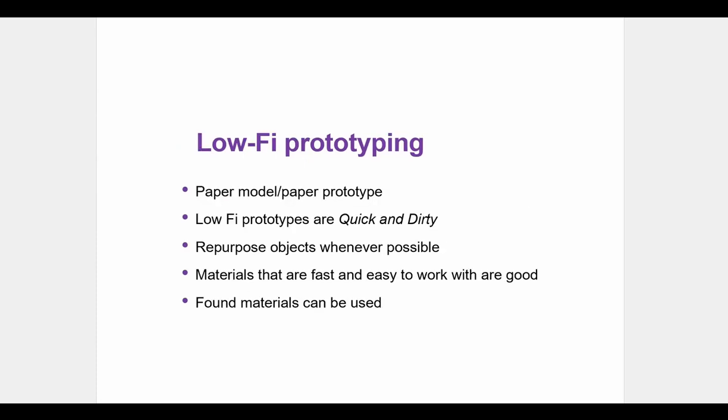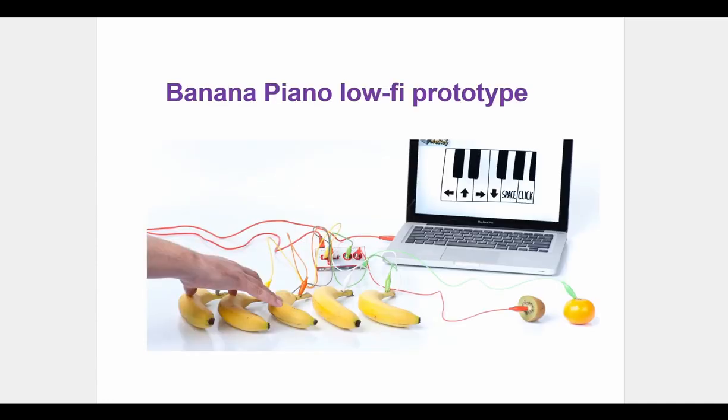So these lo-fi prototypes, paper model or paper prototypes work great, and you can do that here. Lo-fi prototypes should be quick and dirty. You think about this from the form storming language we've been using, where you want to experiment with a lot of things to find out what works before you invest a lot of time. Repurpose objects whenever possible, and look for materials that are fast and easy to work with. Found materials can of course be used. So this would be a banana piano lo-fi prototype.